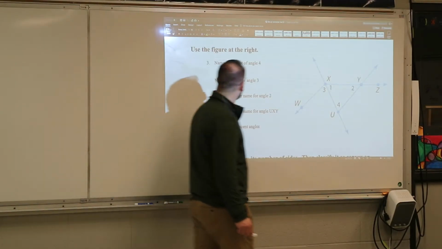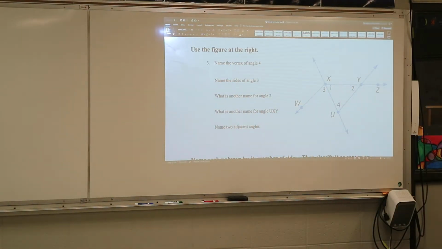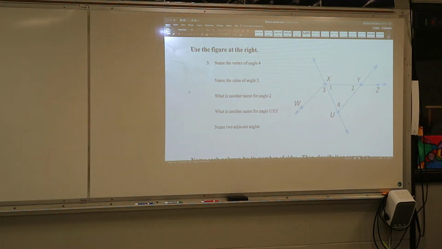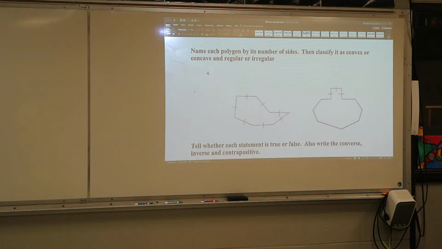All right, let's go to number 4. Okay, we have to name the picture, so you have no word bank to go off of here. You have to give me if it's convex or concave, so if it has a cavity or not. And you have to tell me if it's regular or irregular. I can tell in the first millisecond looking at a picture whether it's regular or irregular.